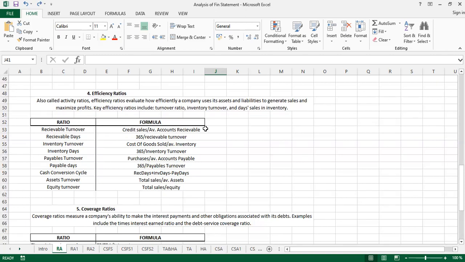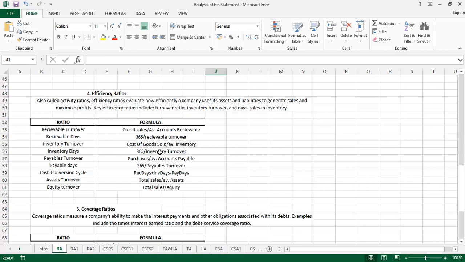So with credit sales over average receivables. Let me talk about the receivable days first. The receivable days is 365 over the receivable turnover. What we want is for our receivable days to be small. We don't want our receivable days to be many because we want our clients to be paying up faster, isn't it? The inventory turnover, how are the goods being sold? Are they being sold? So it's the cost of goods sold over average inventory, and also the days. We want the days to be small. We don't want the days to be many because we want to be making sales.